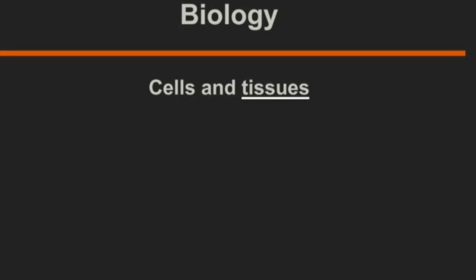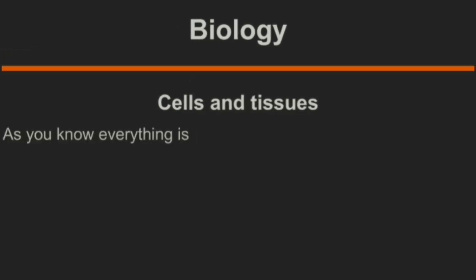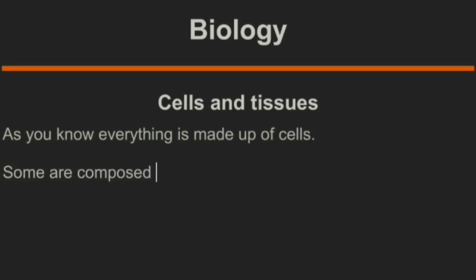Today we will start our fourth chapter of biology, that is cells and tissues. As you know, everything is made up of cells. It is the basic structural as well as functional unit of life. All organisms are composed of cells. Some are composed of a single cell and some, like humans, are composed of many cells.